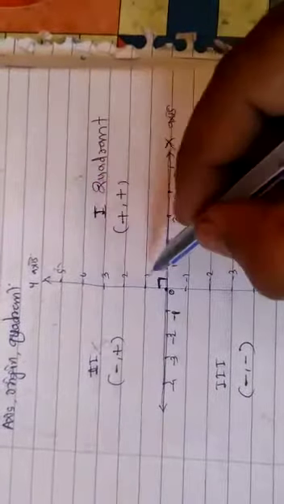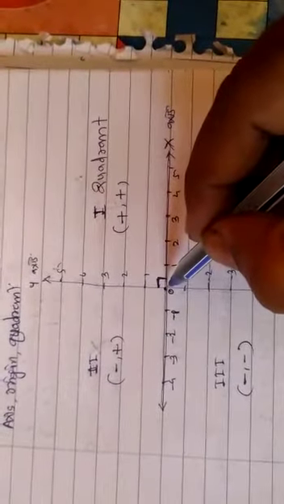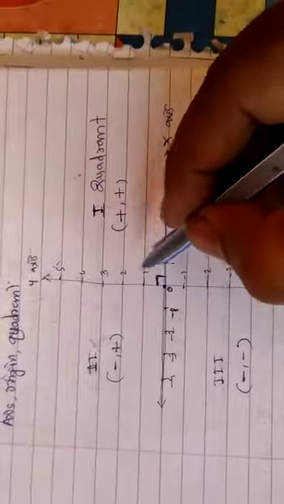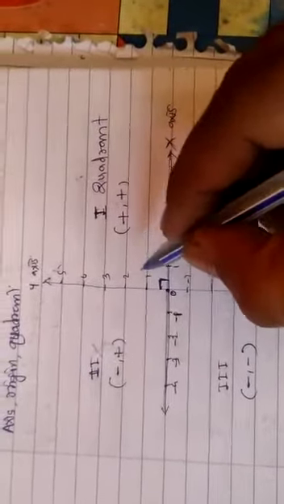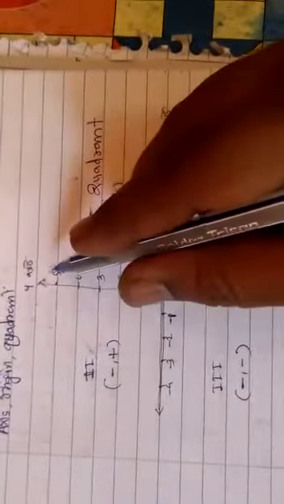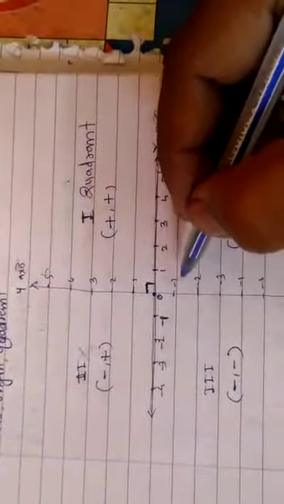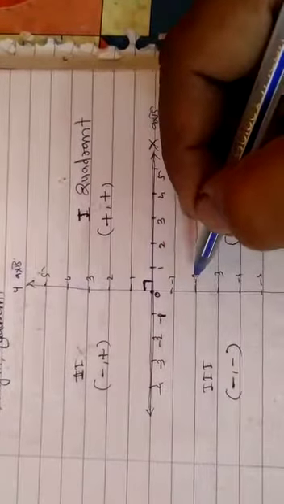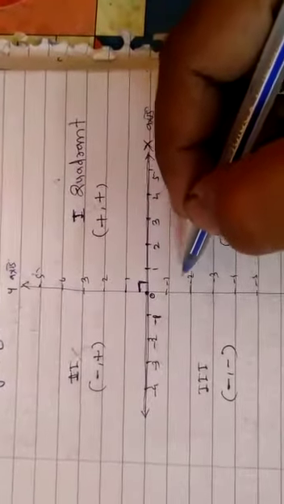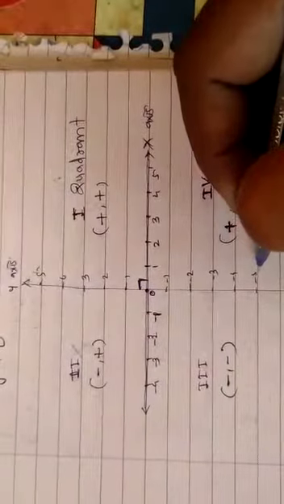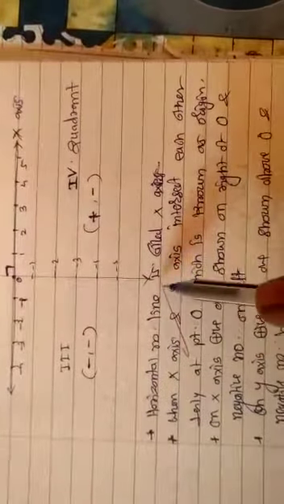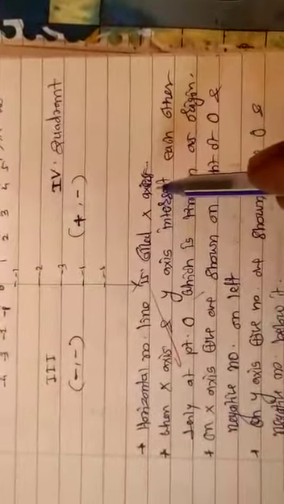From 0, the upper part of this line we consider as positive numbers 1, 2, 3, 4, 5, 6, and below the line we consider as negative numbers: minus 1, minus 2, minus 3, minus 4, minus 5. So see some points. The horizontal number line is called the x-axis.